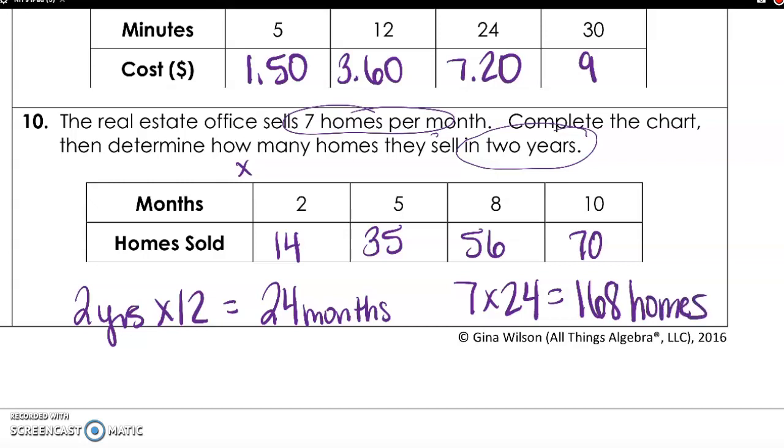All right, so just be a little bit careful when they ask the question that you make sure it's in the same measurement. So we had to change years into months to make that work.